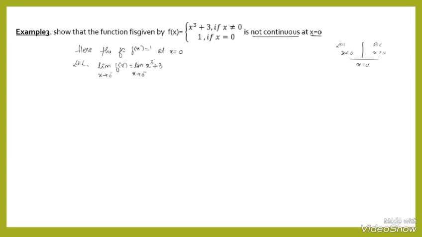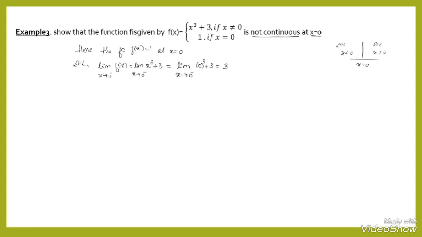Now let's substitute the values. The limit as x tends to 0 minus: take x as 0, 0 cube plus 3 is equal to 3.